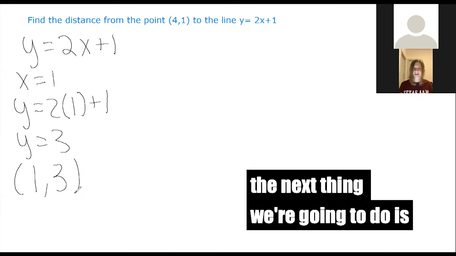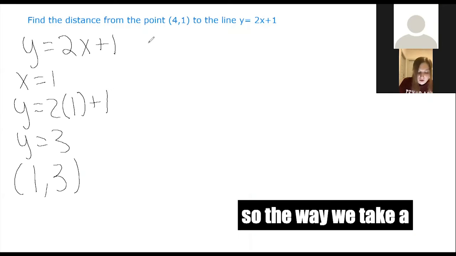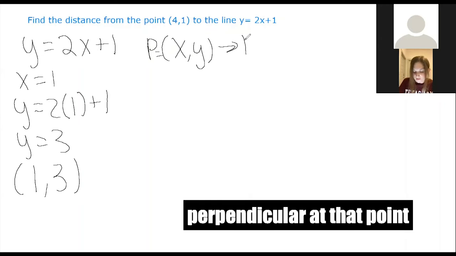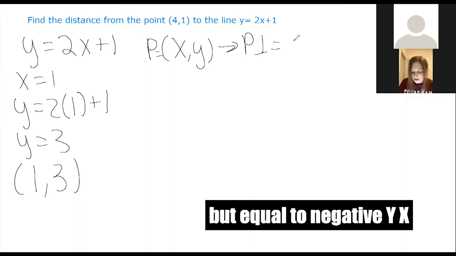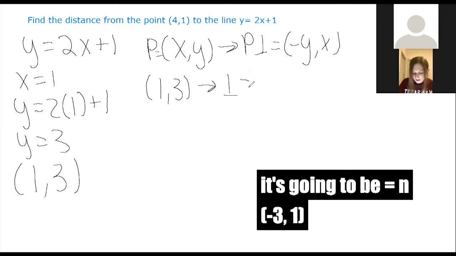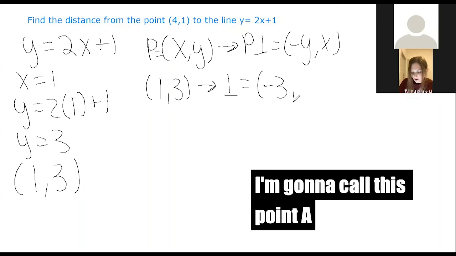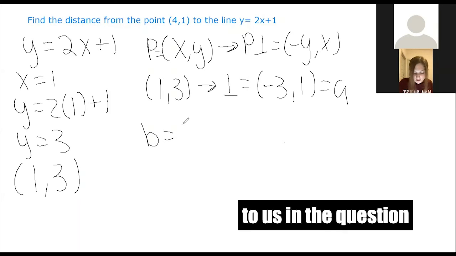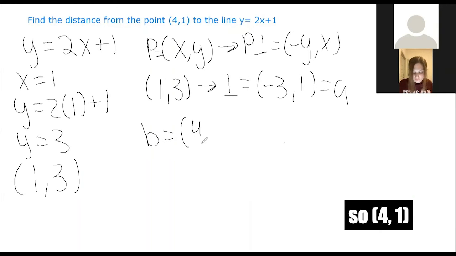Next thing we're going to do is take the perpendicular of that point. The way we take a perpendicular of a point is if we have our point equal to (x, y), the perpendicular of that point would equal (negative y, x). So for our point (1, 3), the perpendicular of that point is going to equal (negative 3, 1). And I'm going to call this point A. Now our point B is going to be the point that was given to us in the question. So (4, 1).